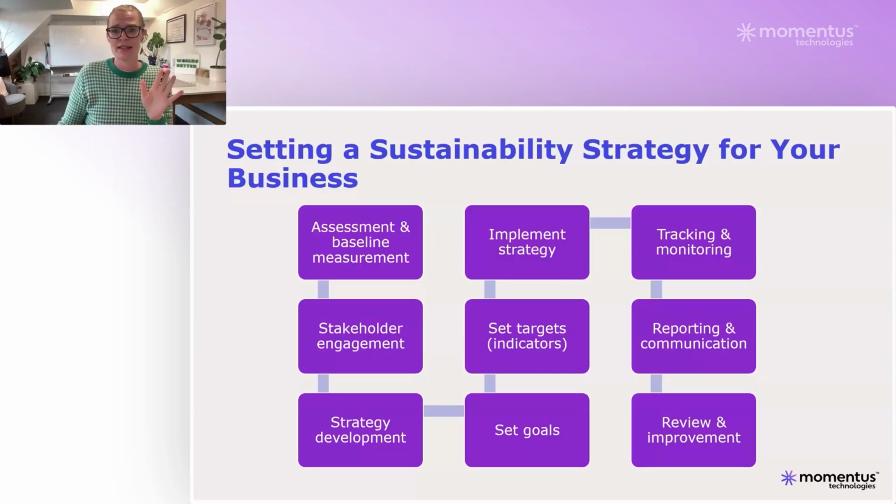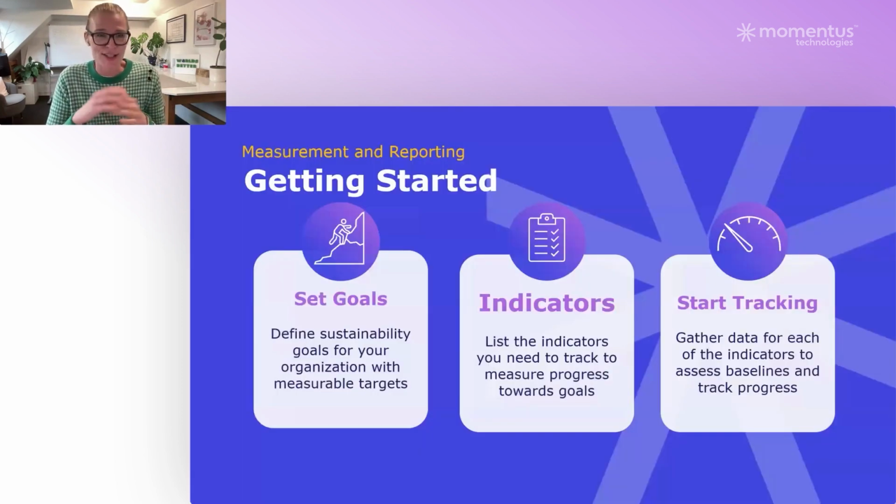So that's quite a long-winded step-by-step approach. If you just want to get started and you want to know what 3 steps we would recommend, start by setting goals: define your sustainability goals for your organisation with measurable targets. List the indicators you need to track to measure your progress towards those goals, and then start to gather data for each of the indicators, assess your baselines and track your progress.